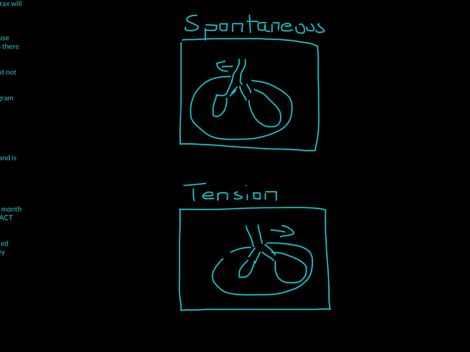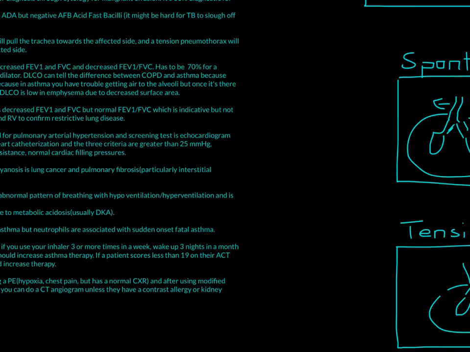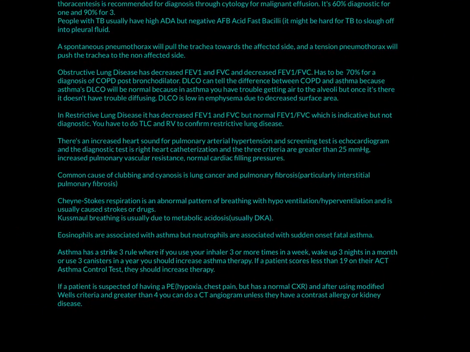Over here, a tension pneumothorax is due to, for example, being stabbed, and so the stab causes a one-way valve where atmospheric air will enter and thus crush the lung. This is the normal lung, and it'll actually shift, right? Because every time air comes in, it'll just keep shifting all the contents to the non-affected side, and that's why the trachea shifts to the non-affected side. So that's spontaneous and tension pneumothoraxes.